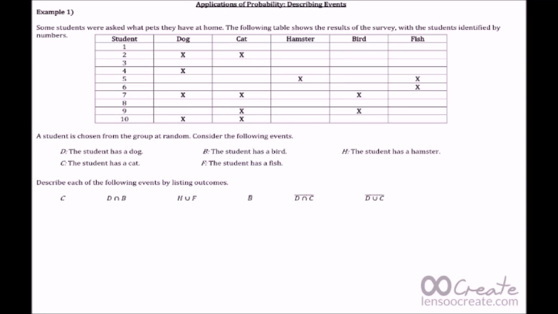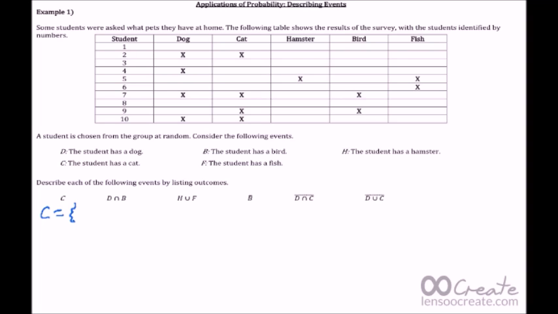So we want to describe each of the following events by listing outcomes. First one we have is just event C. You're going to start off by putting C equals. The next thing is, people think you have to use parentheses, but actually you're going to use these brackets, like the ones you see on the keyboard, not parentheses, brackets. And then we're going to list the possible outcomes of the event C.